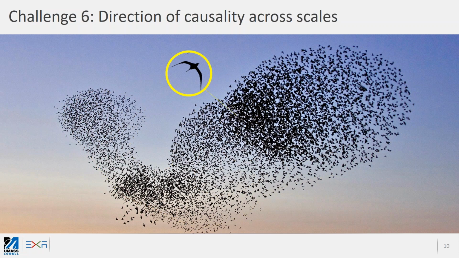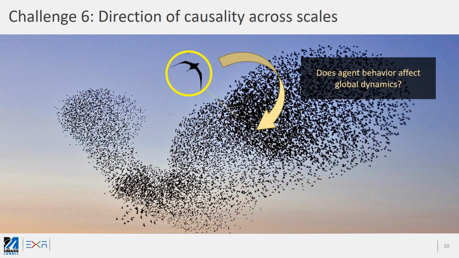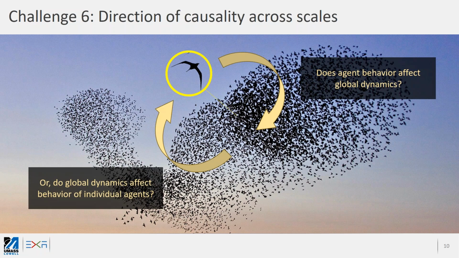The final challenge is actually quite philosophical, and I haven't gotten to it yet: the direction of causality across scales. If we think about ourselves as individual humans in a society, does our behavior affect the global dynamics? Do the actions we take impact the society? Or is it the society's dynamics that actually affect our individual behavior? This is a very important question to answer, especially if you're thinking about how to influence the emergent behavior of a complex system.